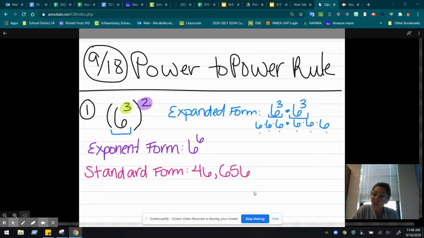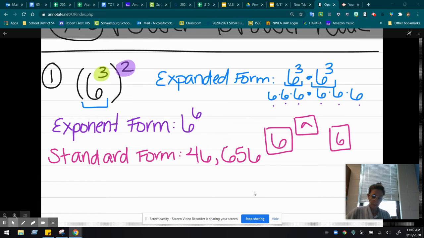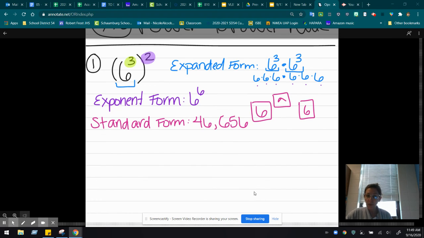46,656. If you're not sure how to do it in your calculator, there is a little button called the caret button that you can use. You would type the number 6, caret, and then the number 6 again. That means 6 to the sixth power. So if you're using a calculator, that's what you would use to calculate this. I'm going to pause so you can catch up. And as you're taking your notes on this, think about what you're noticing. Is there any sort of pattern from expanded form to exponential form that could help us out?